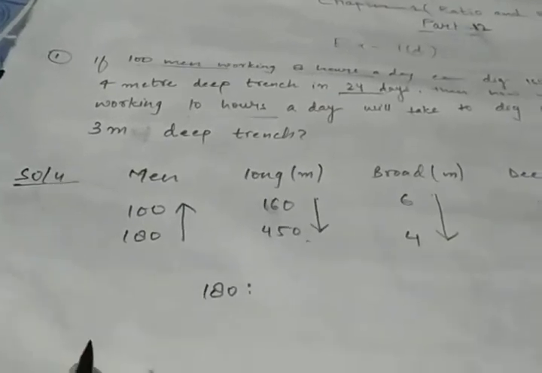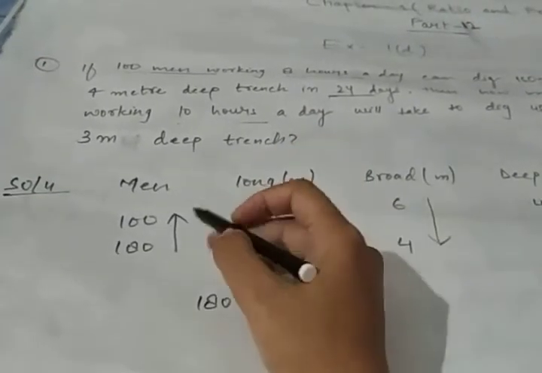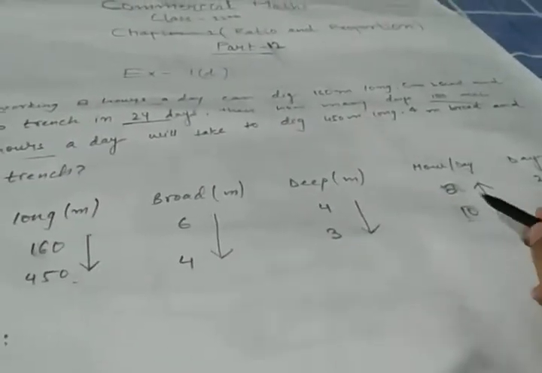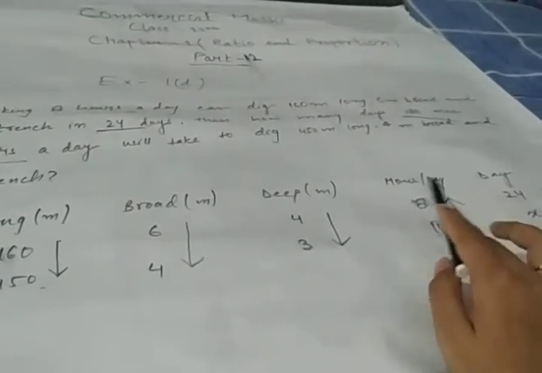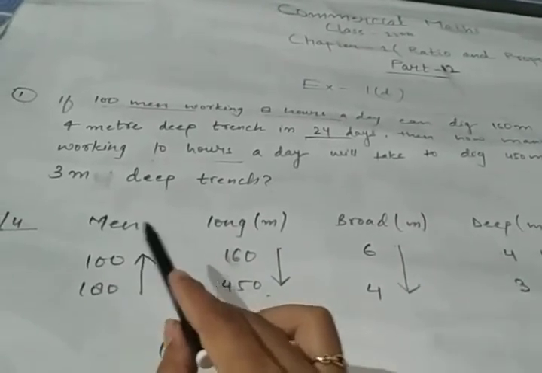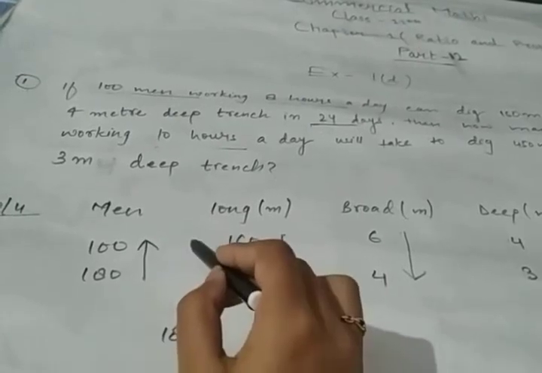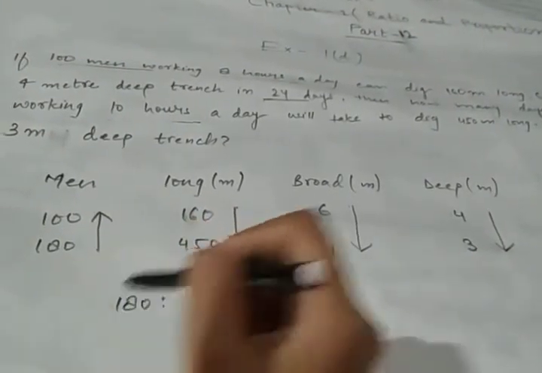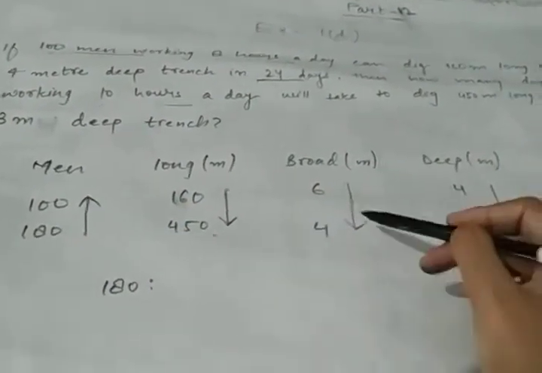We write the solution of this question: number of men, long, broad, deep, number of working hours per day, and days. This is the inverse proportion. In inverse proportion, when one thing increases, the other thing decreases. When the number of men is increased, then the number of days is decreased. So this is an inverse proportion, and this is a direct proportion. This is also a direct proportion. Inverse proportion and direct proportion.